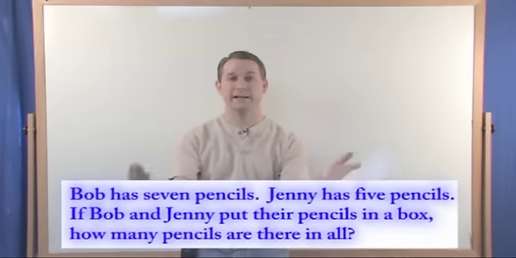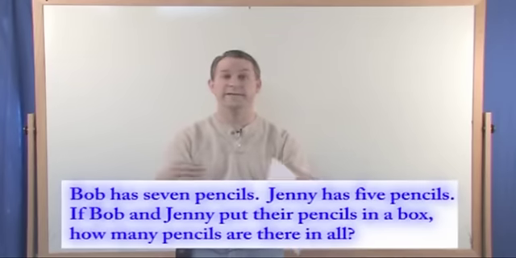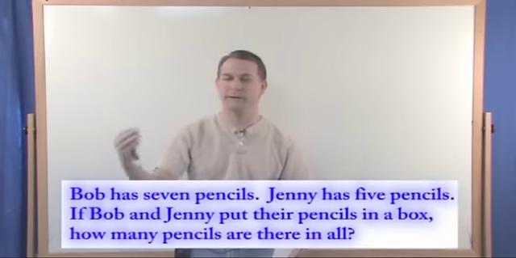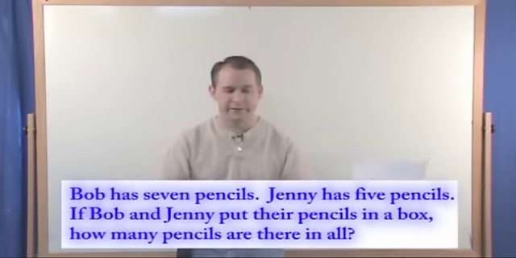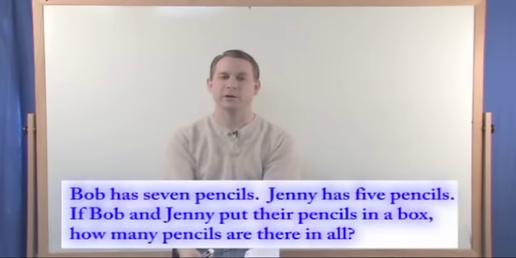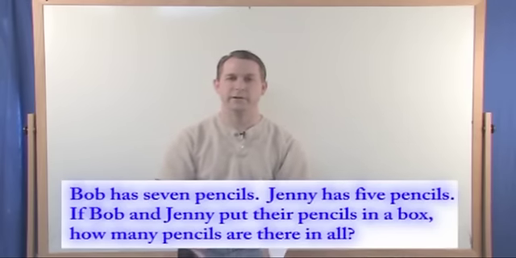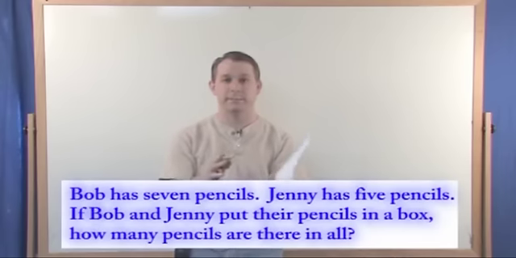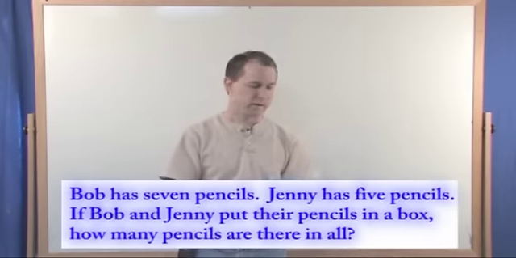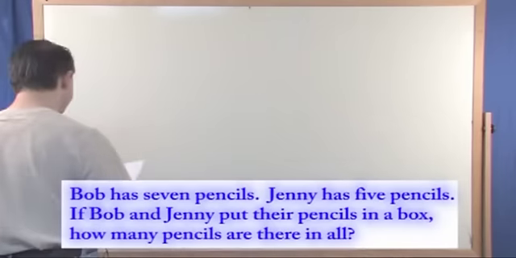So we have a box that has the total, or the sum, of both of those sets of pencils. We have Bob's 7 pencils. We have Jenny's 5 pencils. So you see, understanding the problem, you know that you have 2 sets of pencils. You put them in a box, and now you want to know how many you have in all. So you have to add them together. Okay, you have to take Bob's pencils plus Jenny's pencils, and that's why it says how many do you have in all. Okay. So how would we actually solve that problem?